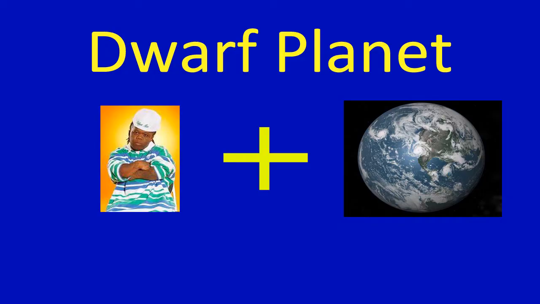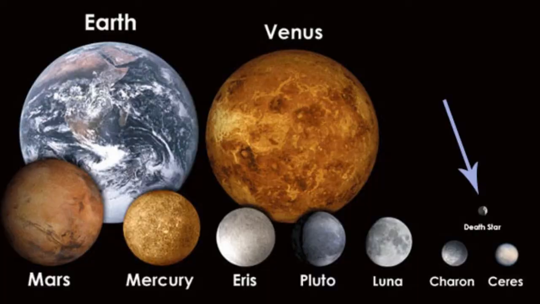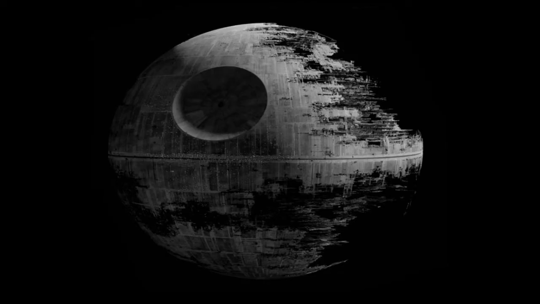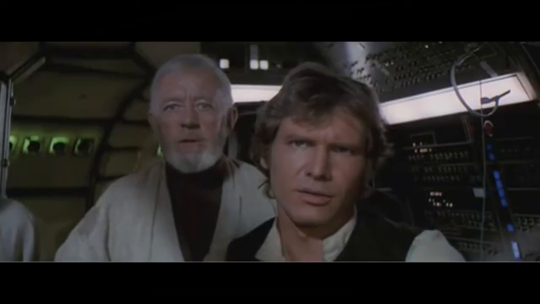Pluto, which is no longer a planet, is classified as a dwarf planet. The other dwarf planets in our solar system are Ceres and Eris. Death Star is classified as... it's a space station.